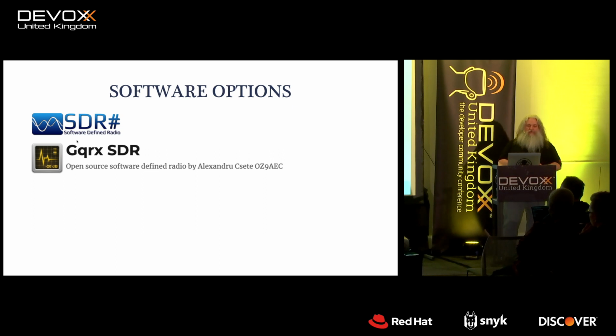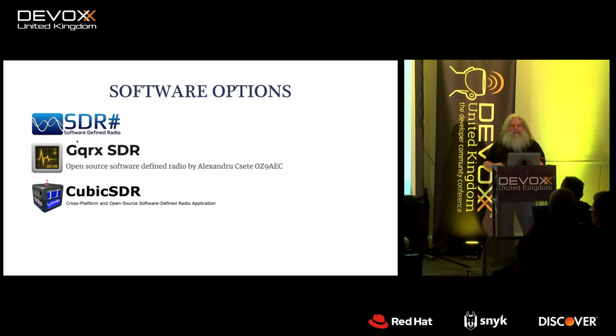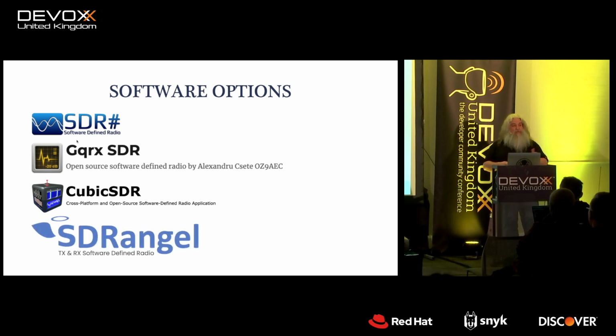GQRX is a little more simplistic, but it also doesn't require a ton of resources. This is the kind of thing you could run on Linux or on a Raspberry Pi. And so that can make a very, very cool combination. Cubic SDR is also fairly simplistic, runs on my Mac just fine, easy to use.